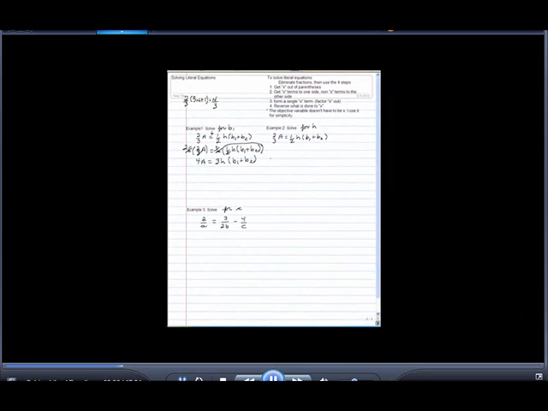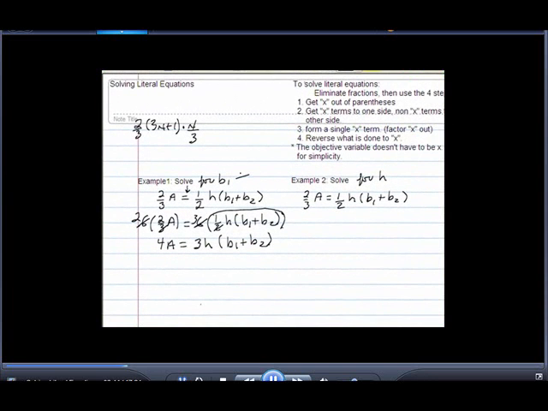Now that I've gotten rid of the 6, I follow the 4 steps. The first step says get the x out of parentheses. Well, this time it's not x, it's b1. So it's telling you to get the b1 out of parentheses, and you do that by distributing: 3h b1 plus 3h b2.